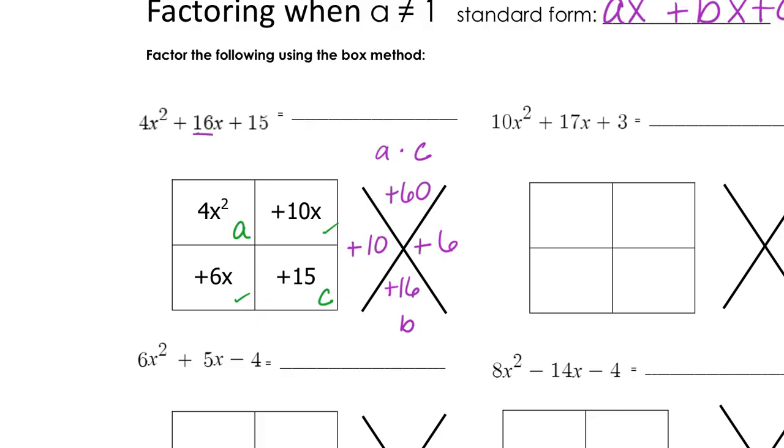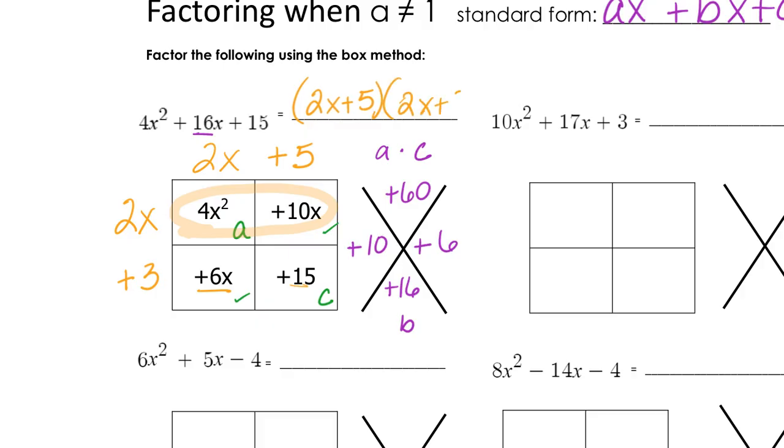So now we are going to find our greatest common factor for this pair of values. So our greatest common factor would be a 2x. So now that I know that this factor is 2x, that means this one also has to be a 2x to get 4x squared. Now down below, to get 6x, I know I have to multiply times a positive 3. Last but not least, to get a positive 15, I know I'm multiplying by a positive 5. So my two binomials would be 2x plus 5 and 2x plus 3.